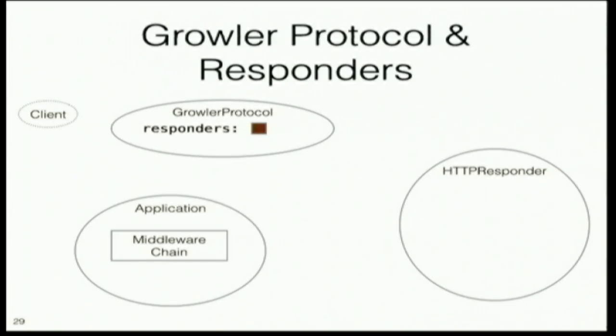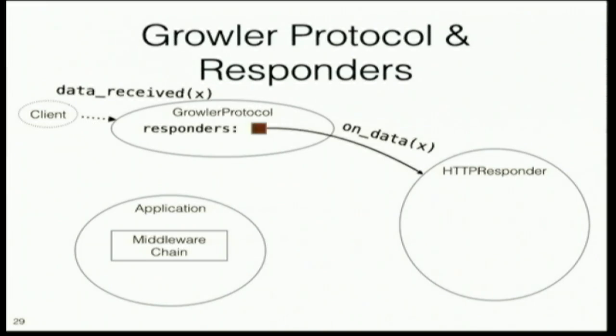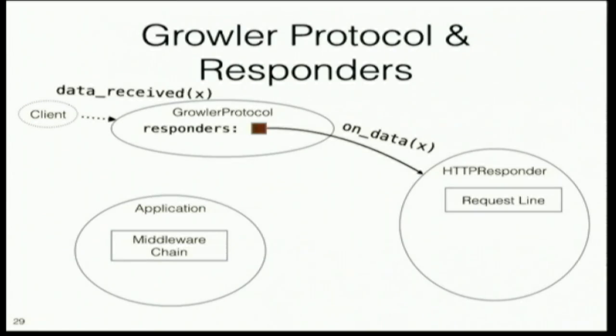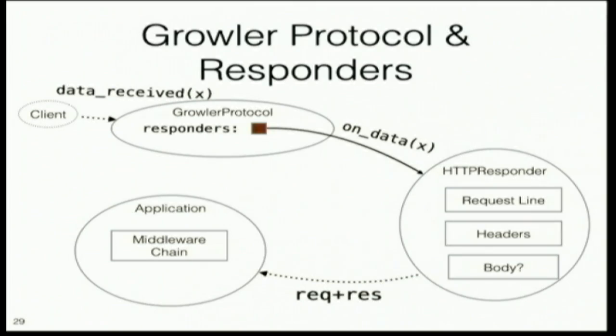OK, so let's set up our situation here. We have a client. We created the protocol. When you create the protocol, now it has this responder stack, and that little square there represents that responder on the right. Now every time this calls data received with some value x, Growler protocol forwards that directly to the responder with the onData method. That's where the parsing happens, and then you create your req and res there, and it proceeds as normal in this instance.